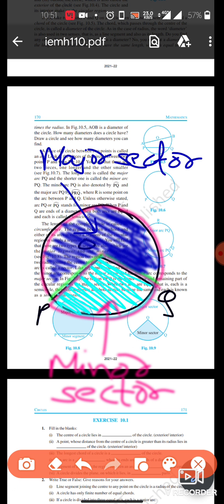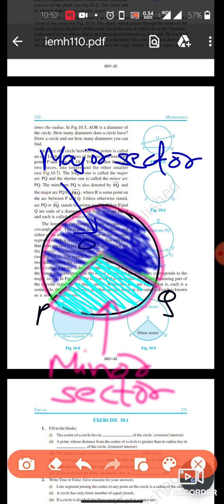Now if you are provided with the radius and want to find the diameter, what will be the formula? Diameter is equal to 2 times r. And if you are given the diameter and want to find the radius, then the radius will be half the diameter, that is d by 2. Okay, now next is the arc of a circle. What is an arc of a circle? A piece of the circumference of a circle is known as an arc of a circle.